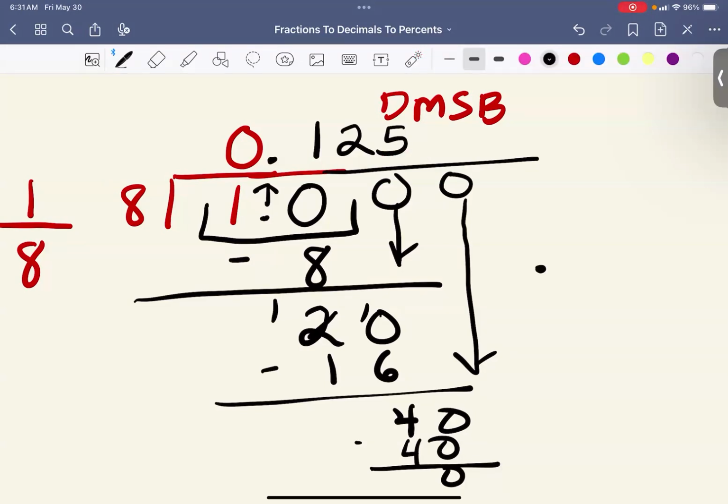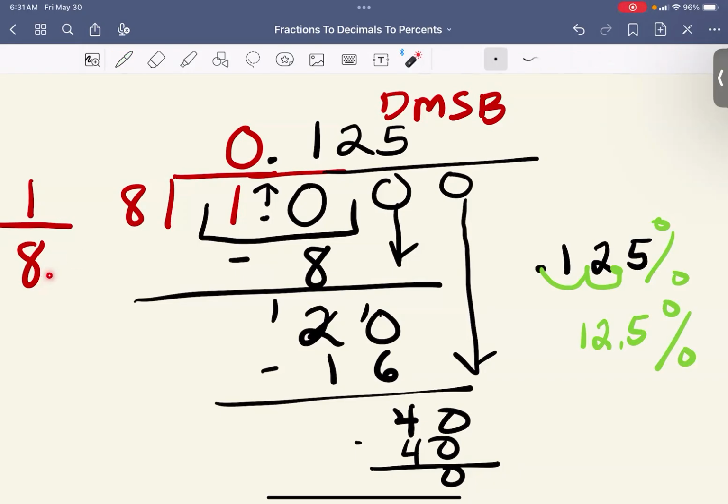So 0.125. I have to move the decimal two places to the right. So 1, 2, then the percent. That's going to be 12.5%. So 1/8 as a decimal is 0.125, and as a percent is 12.5%.